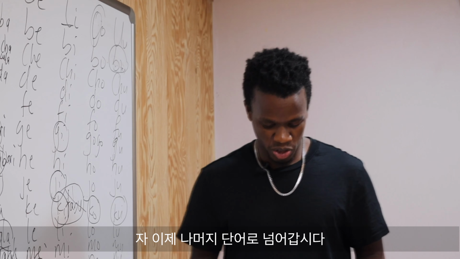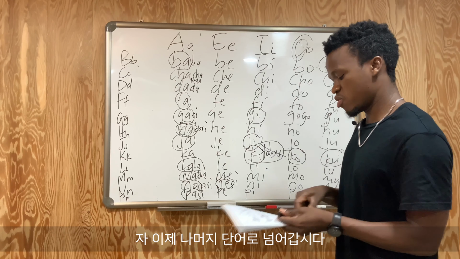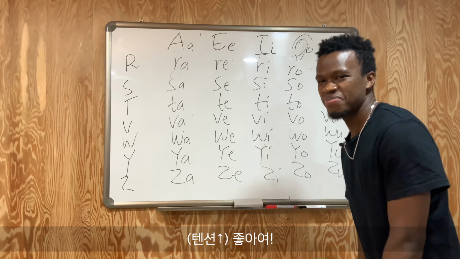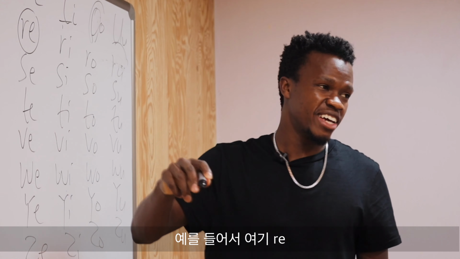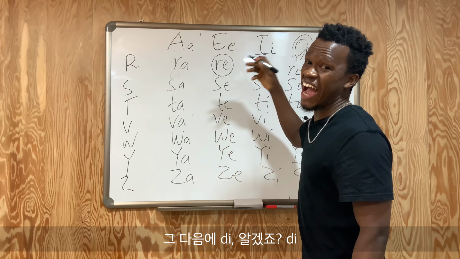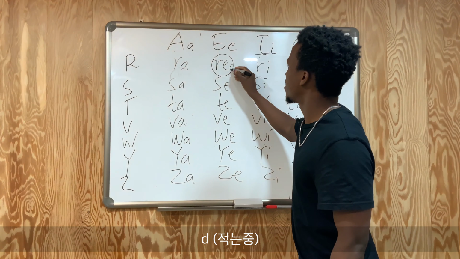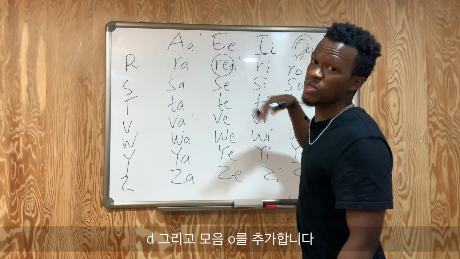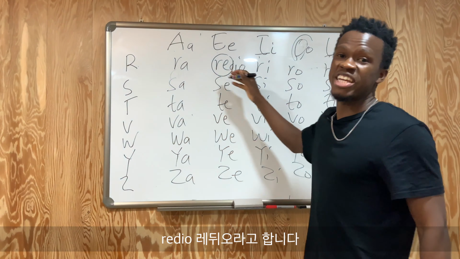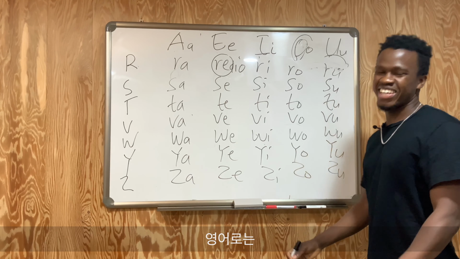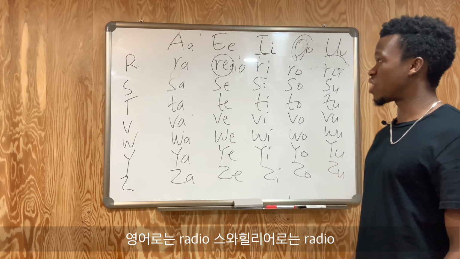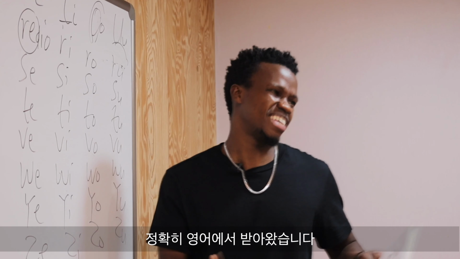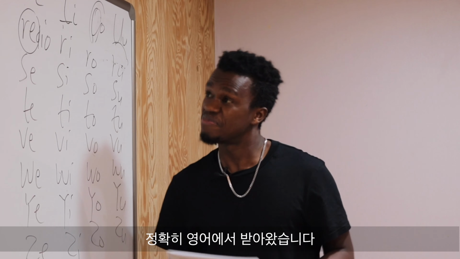All right, so let's go to the rest of the words. R. For instance, we have the word re, and then you take D-I, D, and then you add the vowel O. Radio. In English it is radio, but in Swahili it is radio too. It just came from the English word, all right?